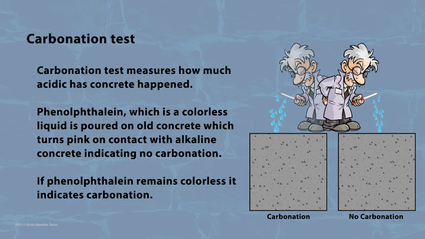Any pH indicator, generally phenolphthalein, which is a colorless liquid, is poured on old concrete. This phenolphthalein turns pink on contact with alkaline concrete, indicating no carbonation, or that concrete has not turned acidic. If phenolphthalein remains colorless, it indicates carbonation, or that concrete has turned acidic.